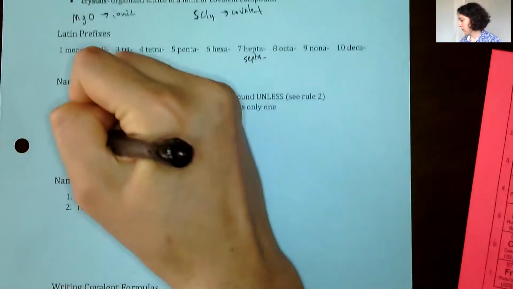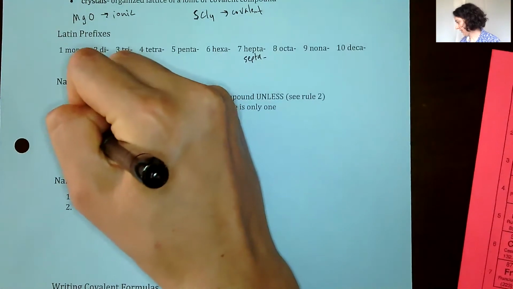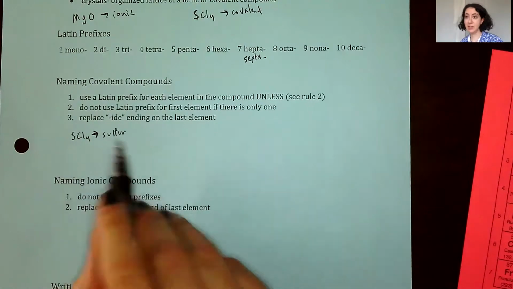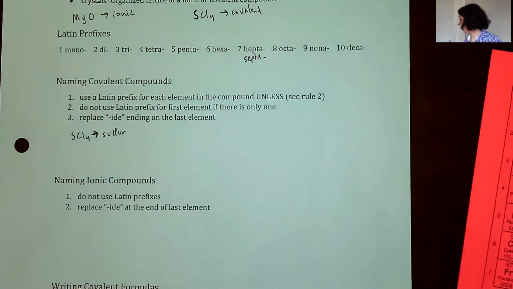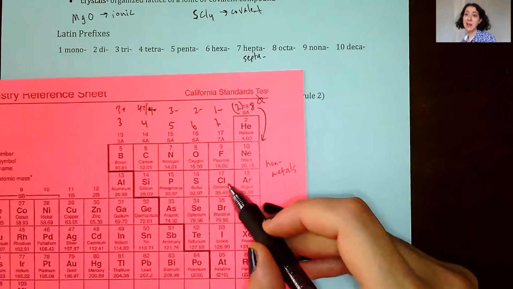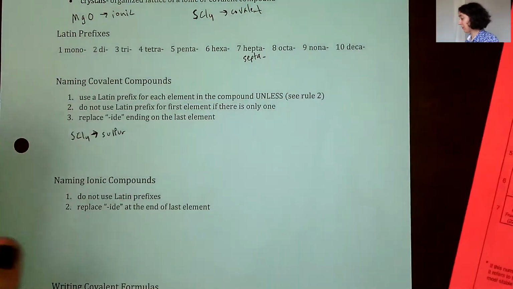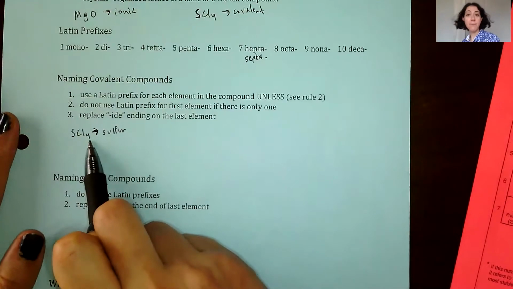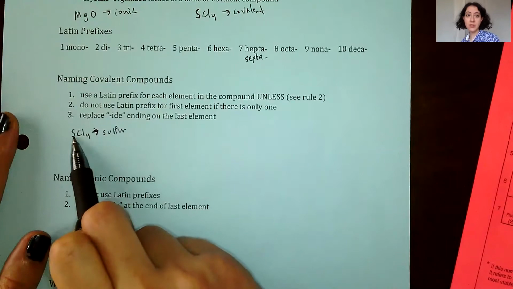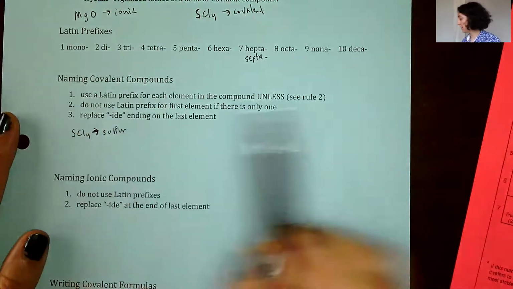Little arrow there. We're going to leave a space and write the next element. In this case, it's Cl, which is chlorine. There's a couple things we have to remember about chlorine. First of all, it has this little 4 after it, which means that there are 4 chlorines. So there's 1 sulfur and 4 chlorines.